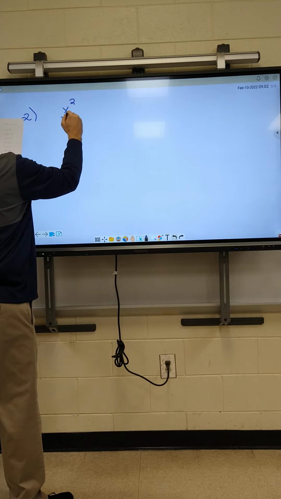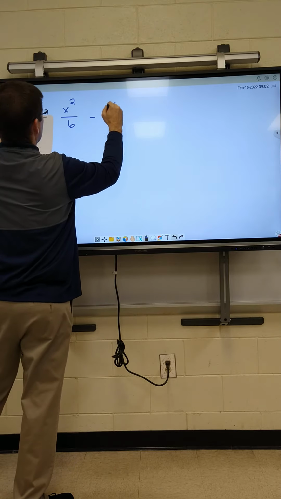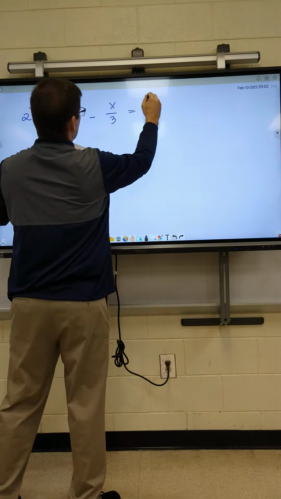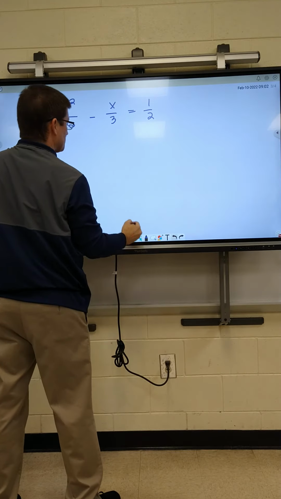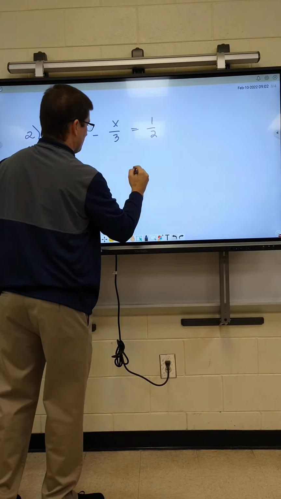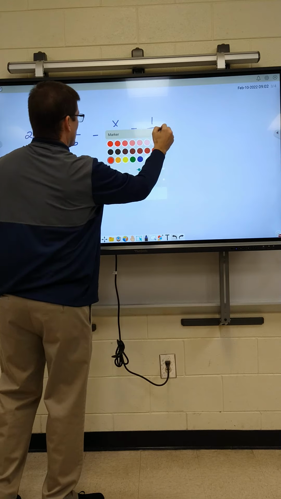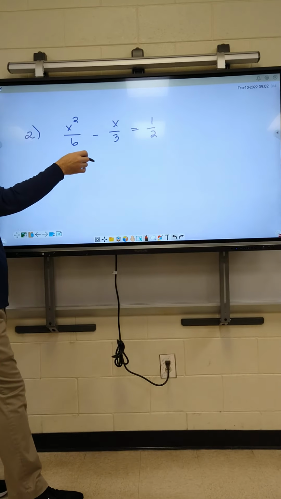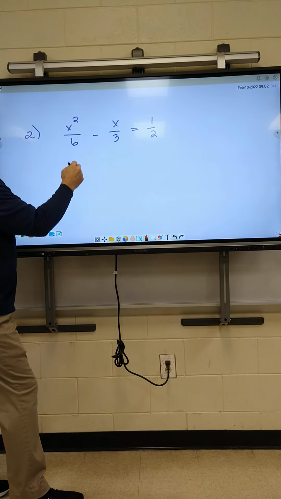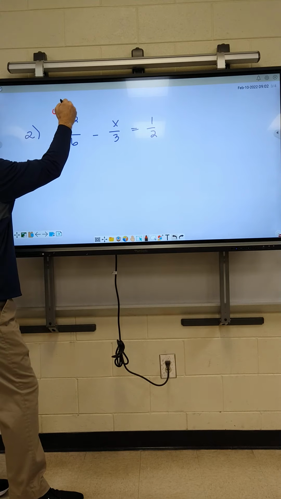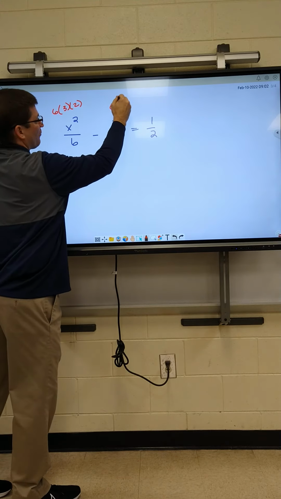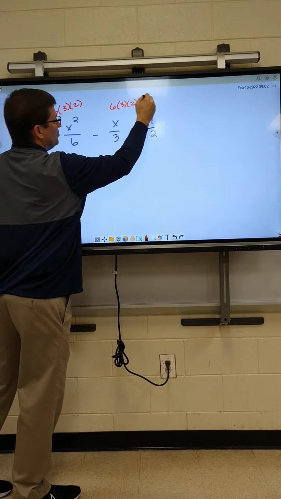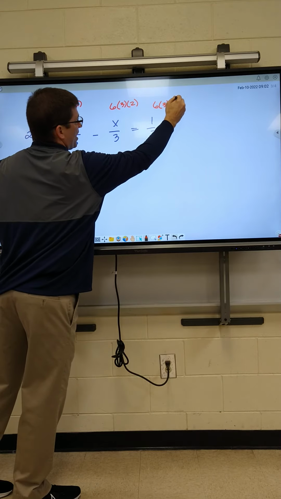X squared over 6 minus x over 3 equals 1. I'll slow down on this one. Okay. Before you write anything down, watch this. The rule when you're finding a common denominator is use everything that's on the bottom. So you could write a 6, 3, 2 above every fraction. 6, 3, and 2, 6, 3, and 2. Now guys, that would work.